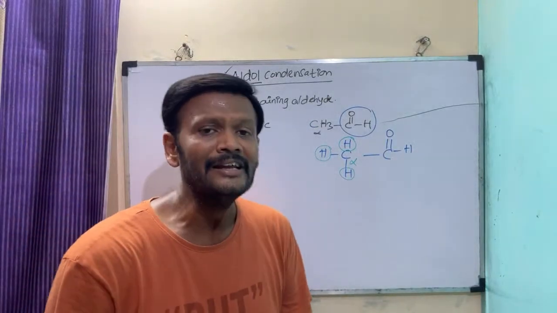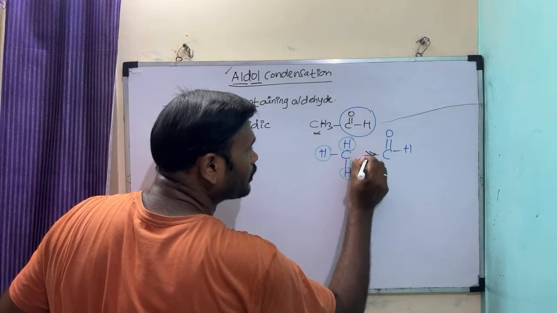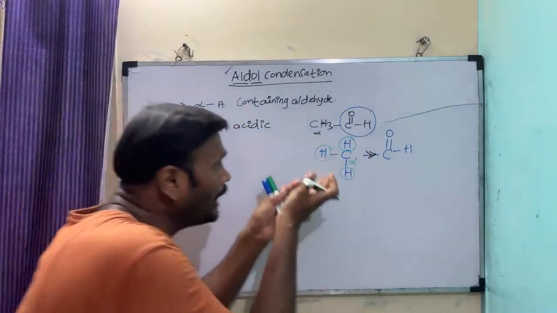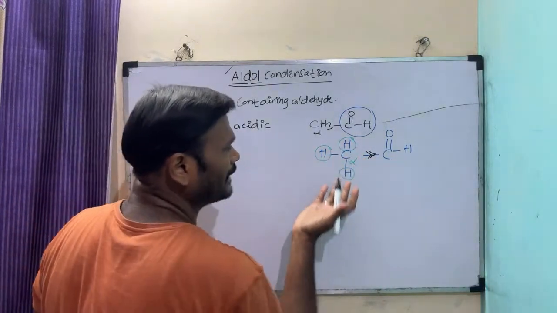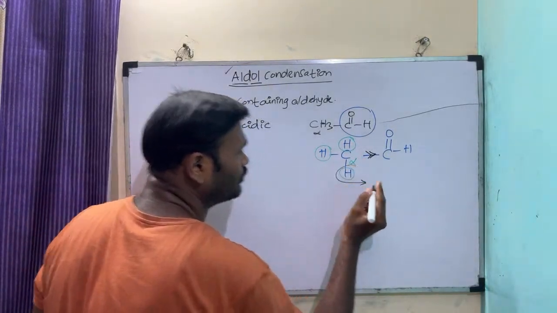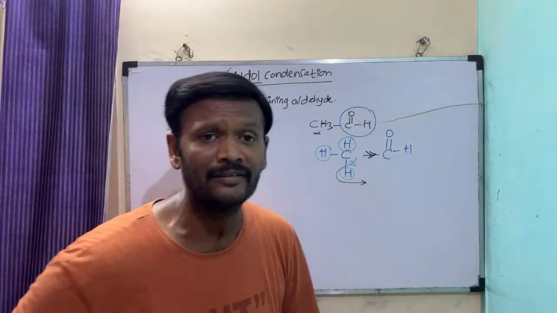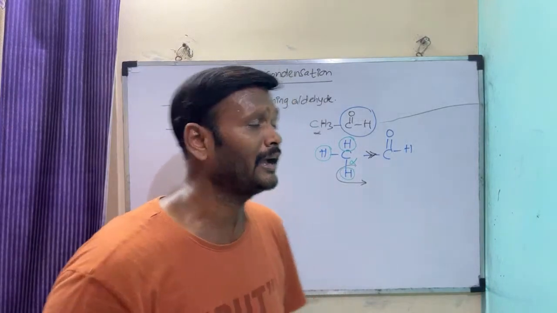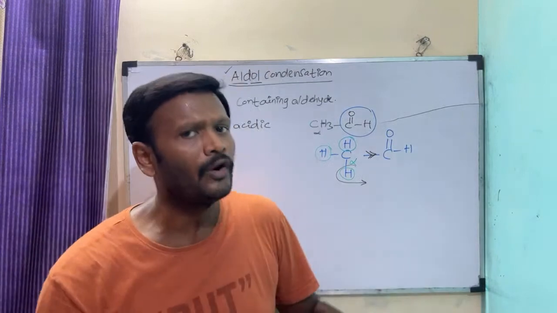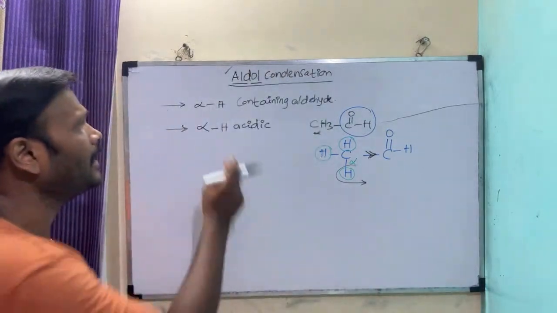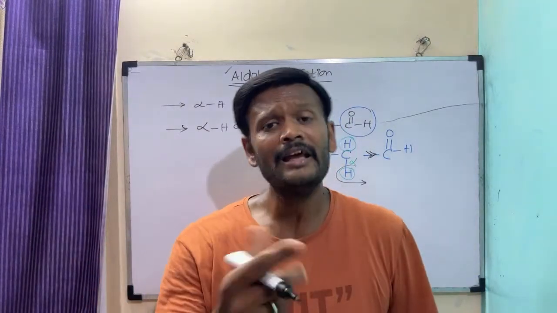Why is it acidic? It is very simple. Here the carbonyl group is electron withdrawing. So the carbonyl group tries to pull electrons from the carbon, and the carbon pulls electrons from the hydrogen. The H plus leaves very quickly. That is why the alpha hydrogen is acidic. Because of these reactions only, this kind of aldol condensation takes place. Here alpha hydrogen is acidic and it must have alpha hydrogen. If it satisfies these 2 conditions, it is involved in aldol condensation.